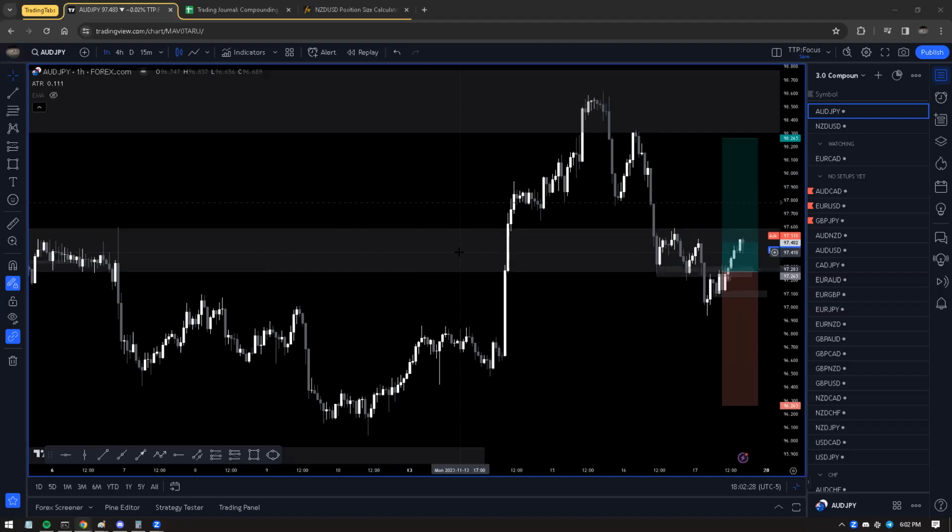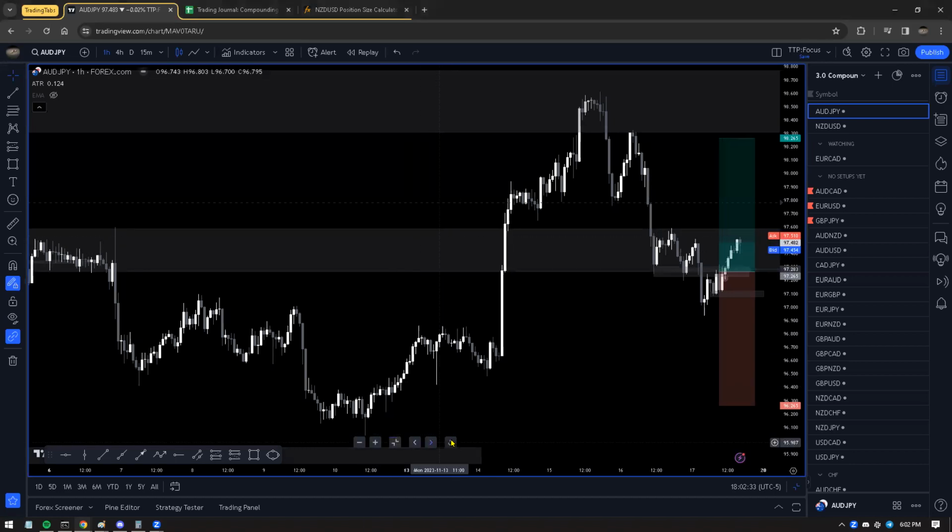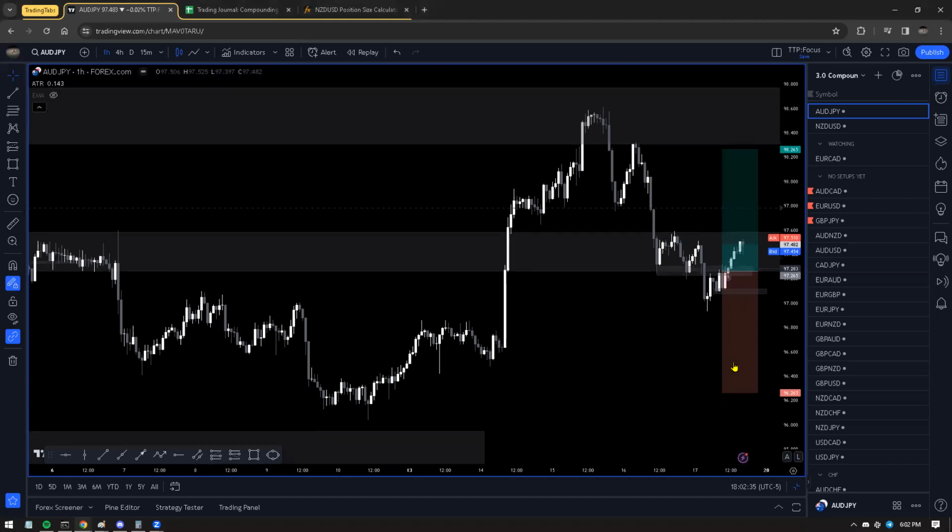Going to get started. Just going to talk about what market structure is. What is market structure? So let's try to keep it as simple as possible. Just come up here, find a spot.